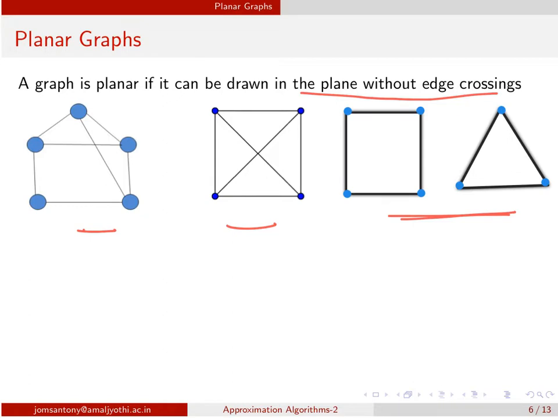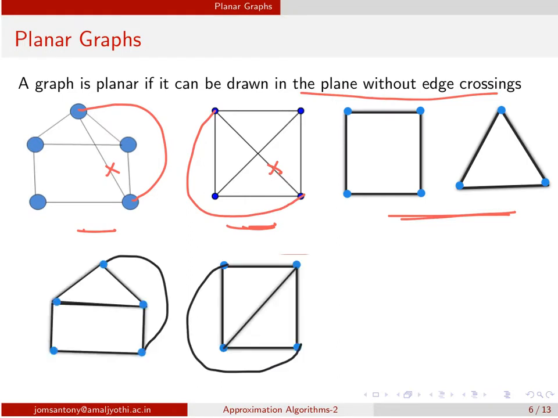But the fact is that we can redraw them without any edge crossings. For example, in this graph, we can delete this particular edge and connect it like this. In the second example that is here, one of the edges can be removed. For example, I can remove this edge and it can be drawn like this. Now, the resulting graphs will look like this, and we can clearly see that there are no edge crossings.